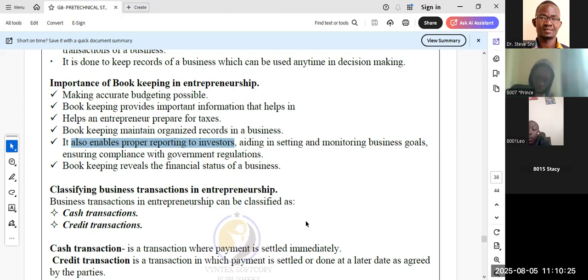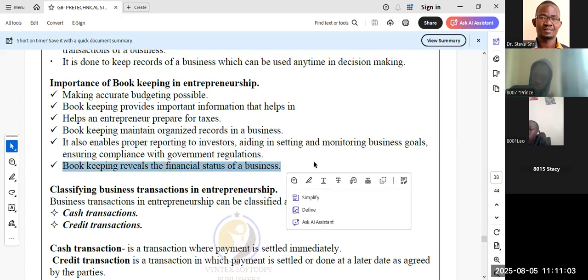If somebody wants to invest in your business, let's say you are having cloth and apparel. You are selling cloth. Maybe you are selling men's outfits. Maybe you are selling females' outfits. Maybe you are selling kids' cloth. And somebody comes in and they discover during a certain month you sold a lot of men's outwear as compared to females' outwear. They'll start investing in the males' outwear so that you can sell more and your business can be booming. Then lastly, bookkeeping reveals the financial status of your business.